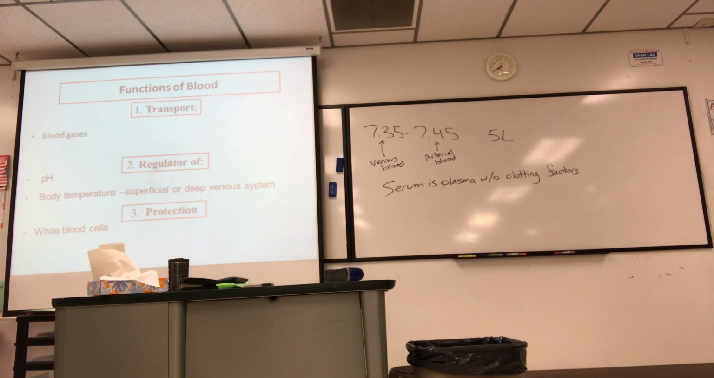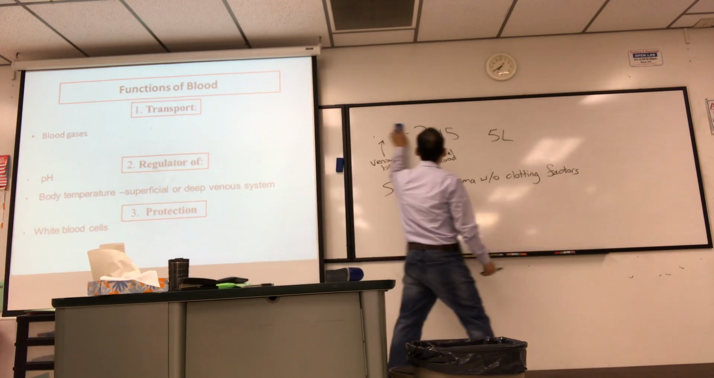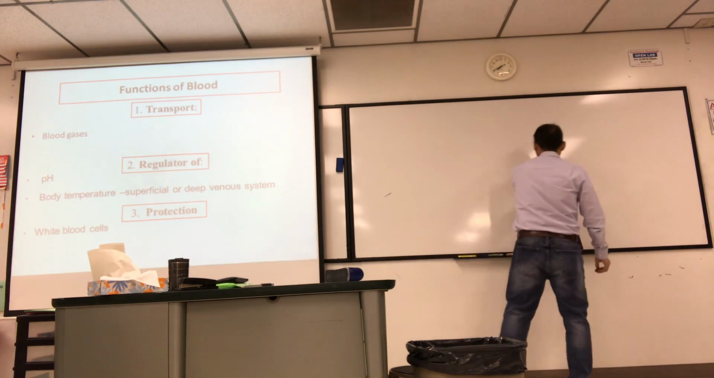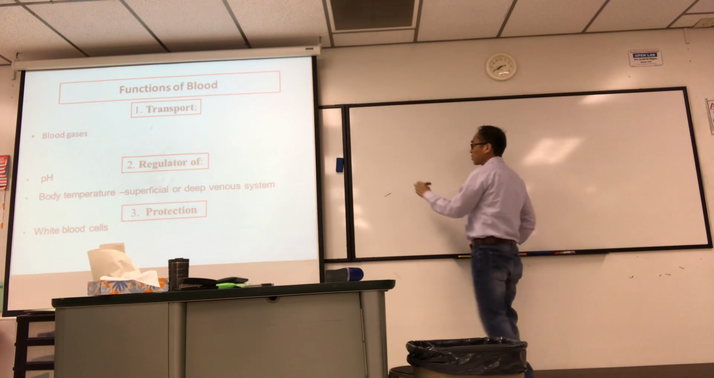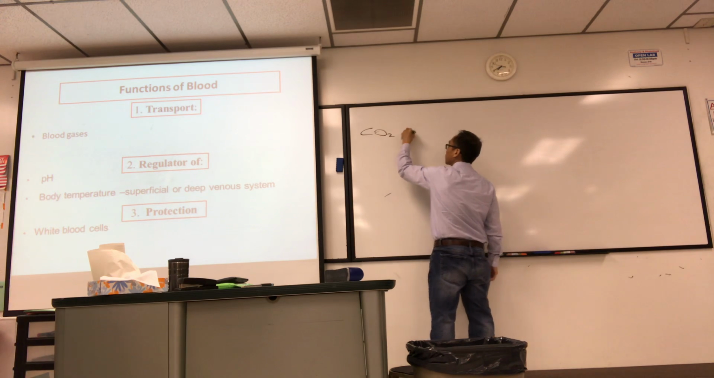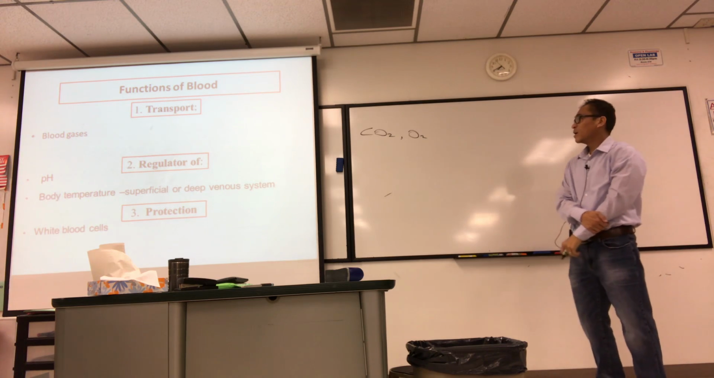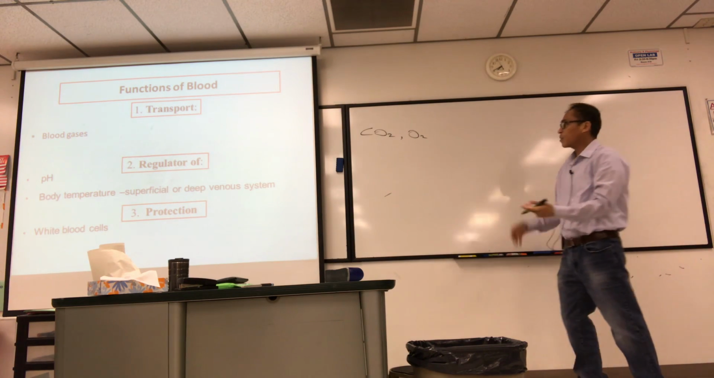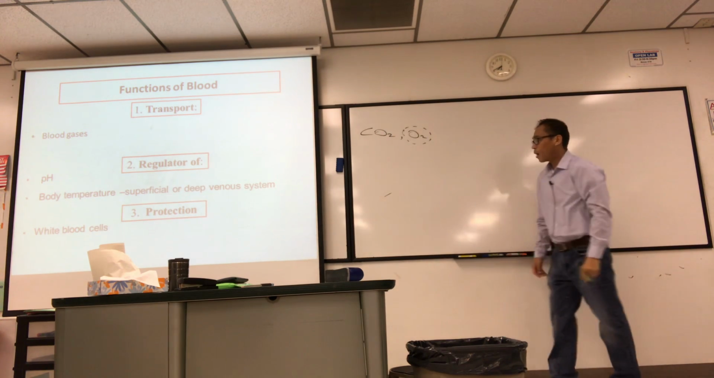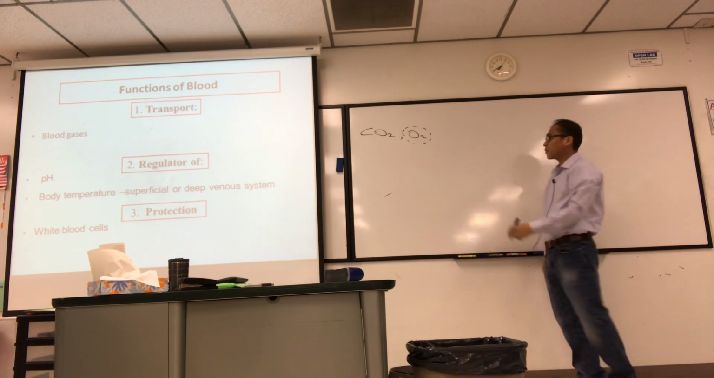So some functions of blood. One is transport of the blood gases, CO2 and O2. Now I have a whole lecture on that in respiratory, so I won't really talk about it today. But I will say that oxygen is why blood is considered life-giving, because it transports the oxygen to the tissues in your body.